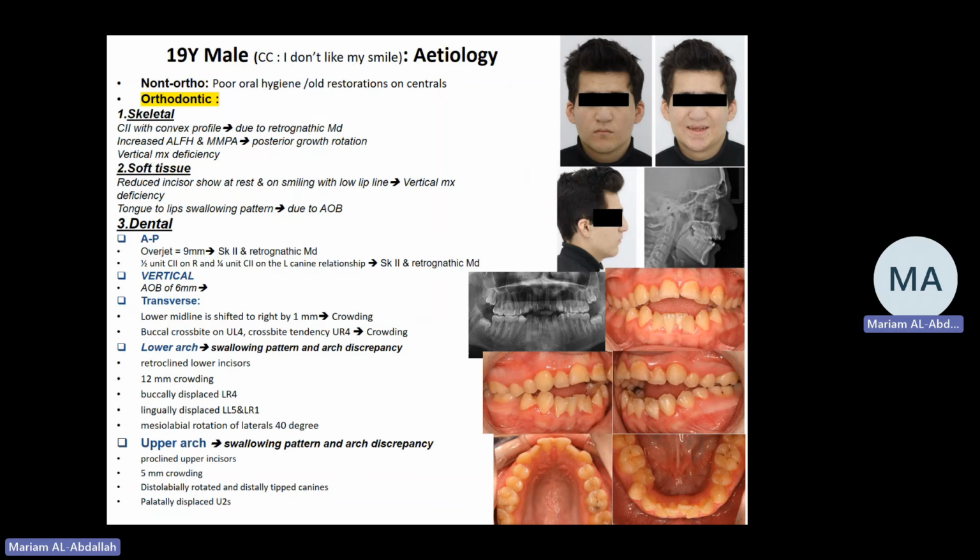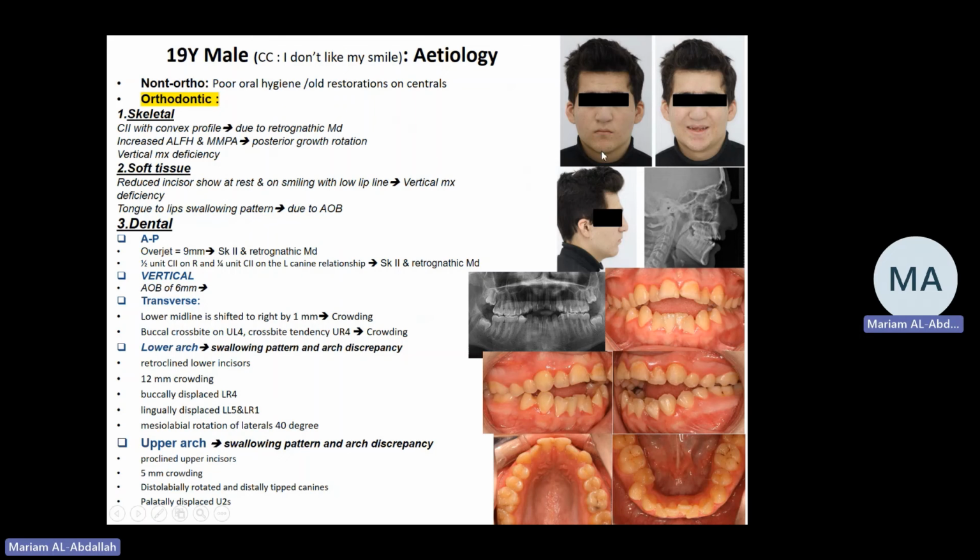Okay, so the etiology is, in terms of non-orthodontic, obviously the patient is not brushing properly, they are not visiting their dentist, they're not using dental floss, etc. In terms of the skeletal, the patient is having class 2. The etiology is retrognathic mandible. The patient is having increased vertical proportions. The etiology is posterior growth rotation.